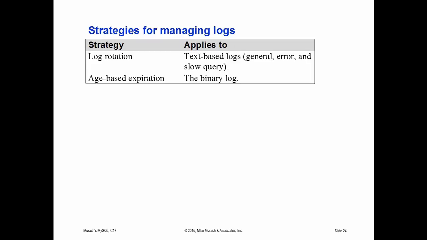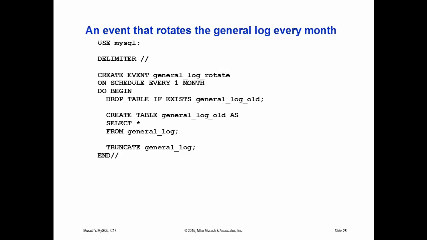All right. Strategies for managing logs, as we're just about to the end of the chapter here. Log rotation. It applies to text-based logs, which are the general logs, the error logs, and the slow query logs. To rotate logs, you can save the current log under a new name and let the server create a new log file. Then you can delete any old log files that are no longer needed. This is going to be different depending on the size of the installation, trouble you may be having, and anything else. With the age-based expiration, this applies to a binary log. You can use the expire log days system variable that's shown in the book right here to delete old binary logs after a specified number of days.